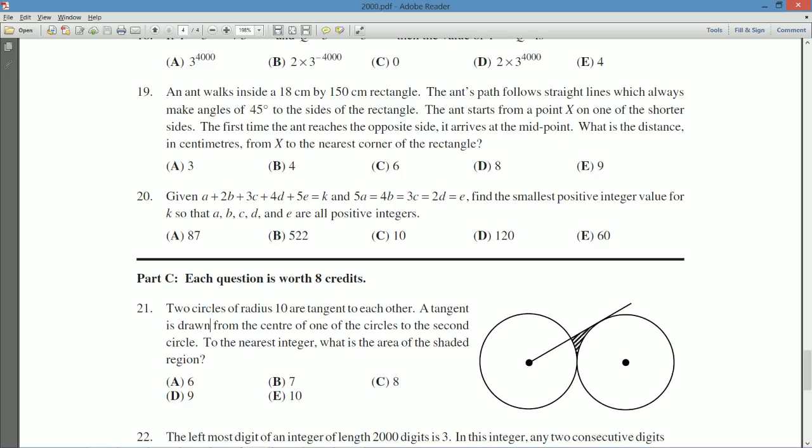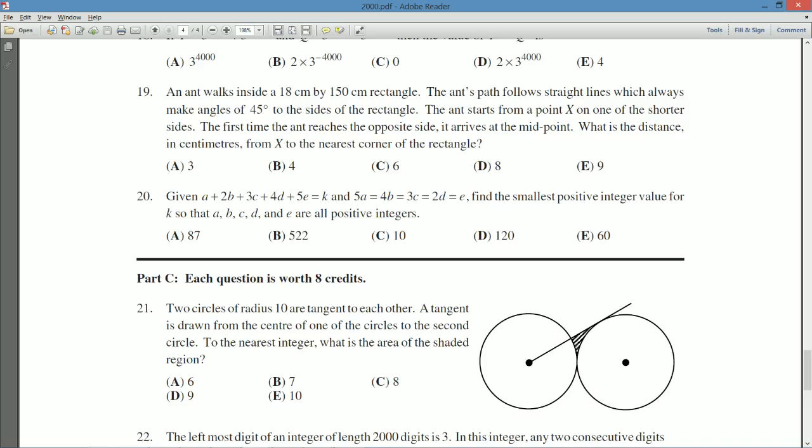Given that A plus 2B plus 3C plus 4D plus 5E is equal to K, and that we have this relationship, 5A is equal to 4B is equal to 3C is equal to 2D is equal to E, find the smallest positive integer value for K so that A, B, C, D, and E are all positive integers. Okay.